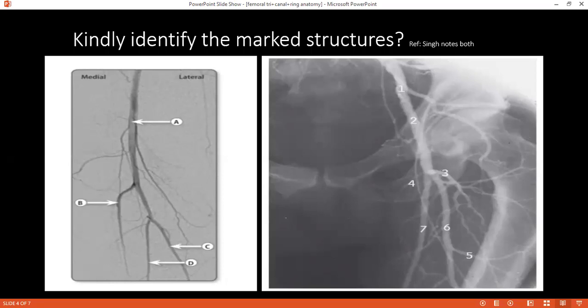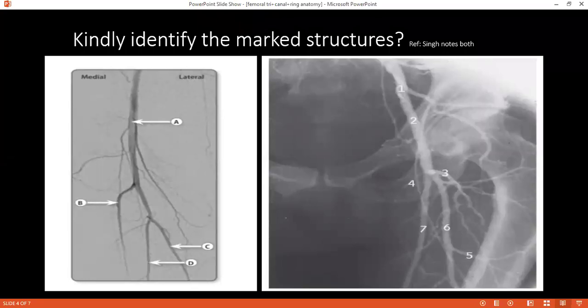Okay, we are moving on to the image on the right hand side. Can you please identify the structures from 1 to 7, quickly? Yes. One, catheter in the common femoral artery. 2 is common femoral artery, and 6 is the profunda femoris artery, 7 common femoral artery, and 5 superficial. Superficial. Because common you already said is 2, so 7 is superficial femoral artery.